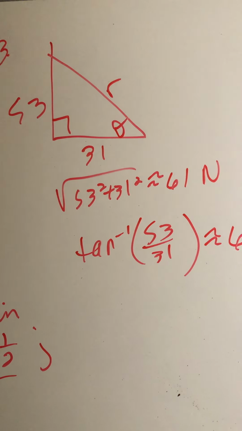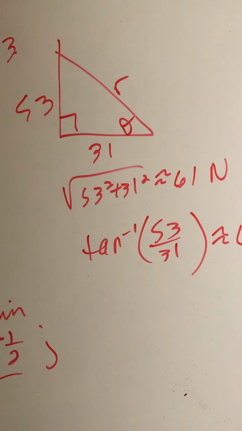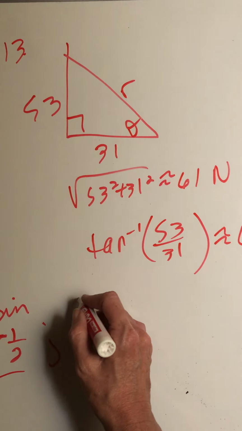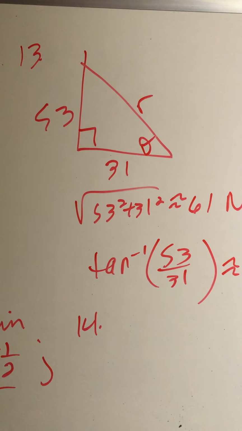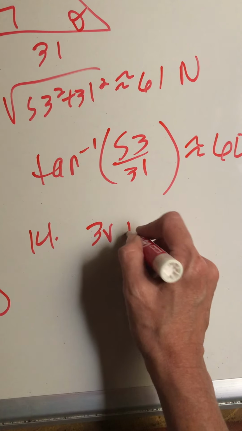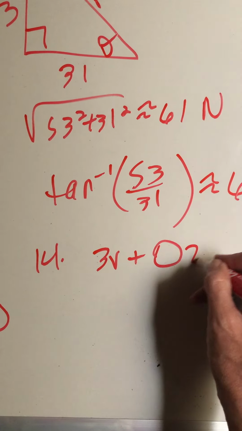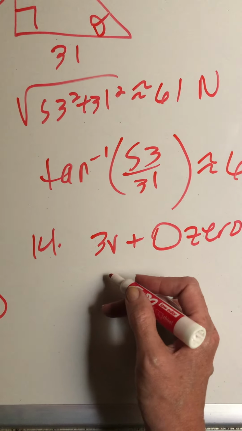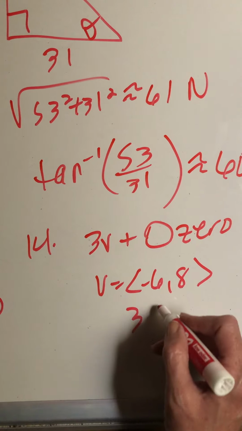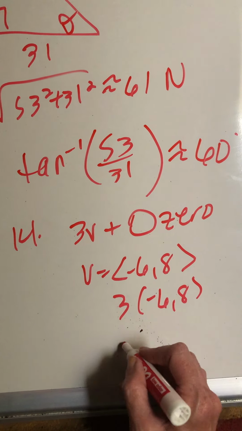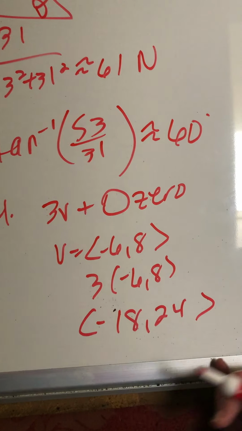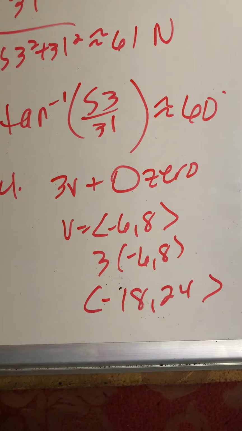Let me check that one right quick. Inverse tangent of 53 divided by 31. Yeah, it's about 60. Okay, so that was 13. Now for number 14, we want to calculate 3v plus O. That big O there is just the 0 vector, so really we're just doing 3v. We're given that v is negative 6, 8. So I do 3 times negative 6, 8, and that'd be negative 18, positive 24. And I add 0 to it so it doesn't change it. So that's your new component form of that vector.